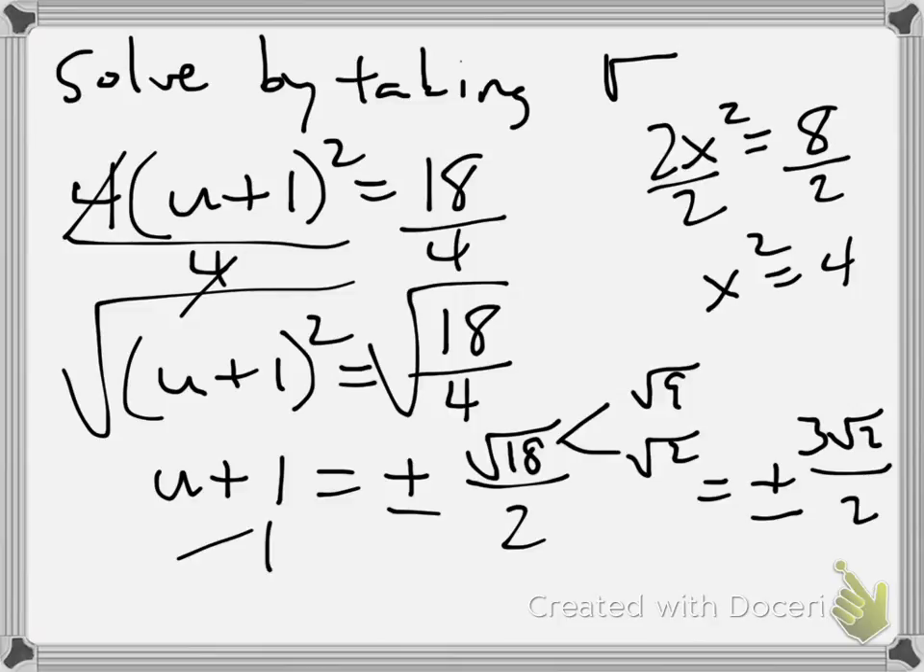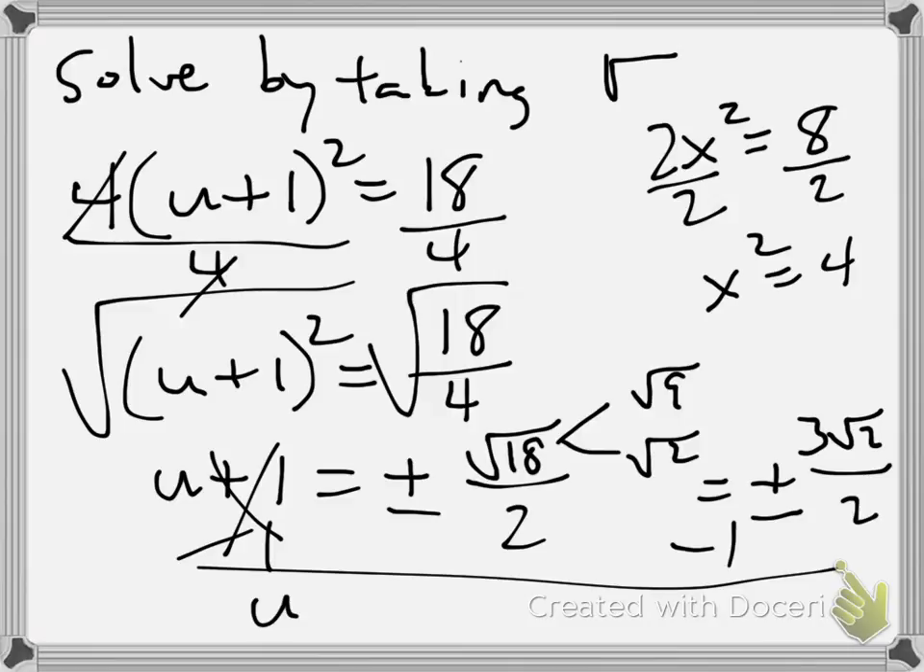Well, now we have to subtract 1 to both sides to get the u by itself. So I'm running out of room. Sorry, guys. U equals negative 1. Put the negative 1 first. I always put the plus or minus in the middle. I never put it out front. So put the negative 1 in front, then plus or minus 3 radical 2 over 2. And that's 2 answers in 1, because negative 1 plus 3 radical 2 over 2 is an answer. Negative 1 minus 3 radical 2 over 2 is another answer. So it's really 2 answers in 1. The plus or minus gets you there. Okay? So that's solving by taking the square root.